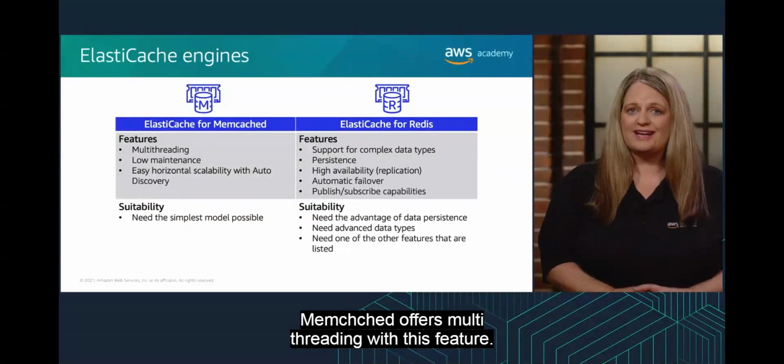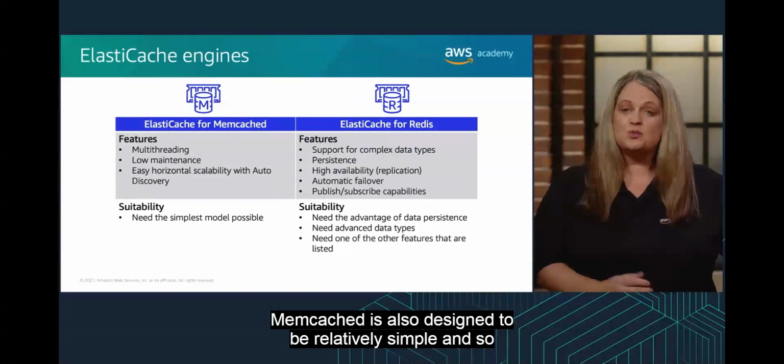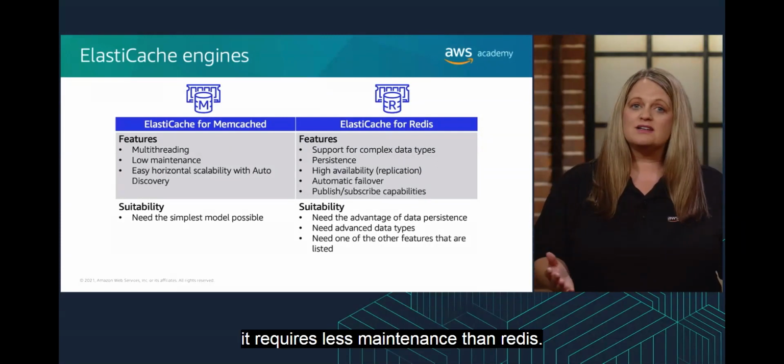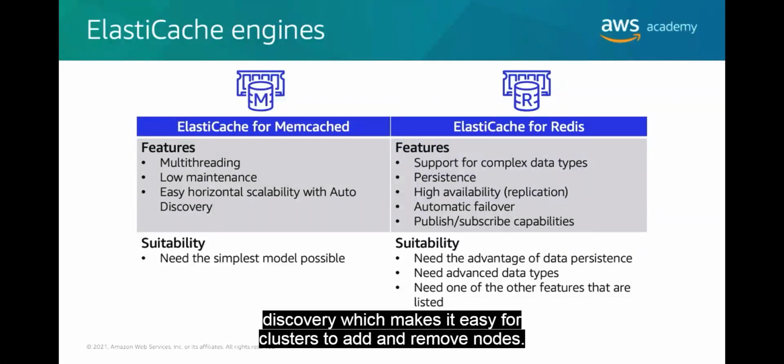Memcached offers multi-threading. With this feature, Memcached can use more CPU cores than Redis. Memcached is also designed to be relatively simple, and so it requires less maintenance than Redis. ElastiCache for Memcached also has horizontal scalability with auto-discovery, which makes it easy for clusters to add and remove nodes. This feature automatically discovers changes to the node membership in a cluster, such as new nodes that are added or nodes that were subtracted. The ElastiCache client reconfigures automatically in response.